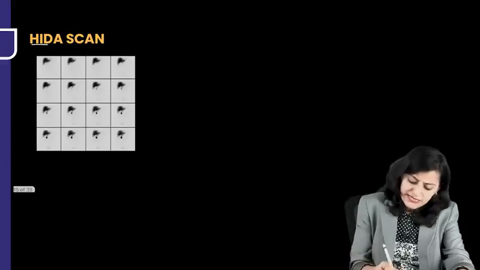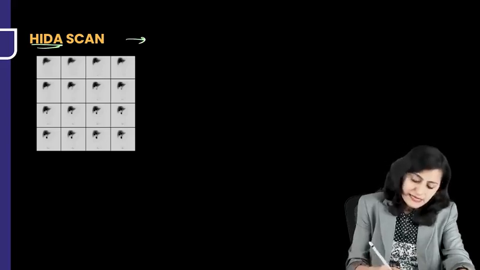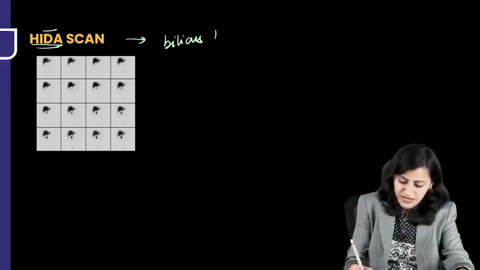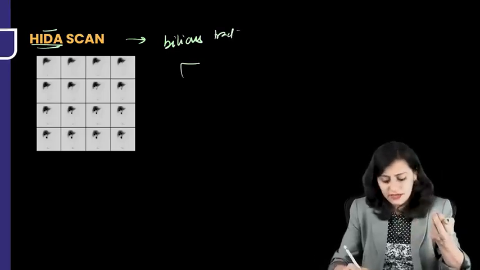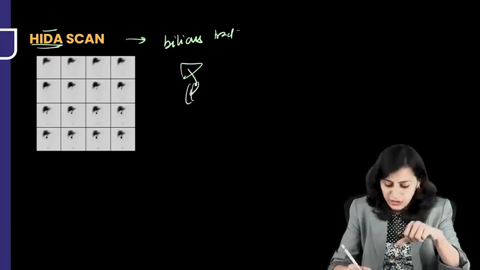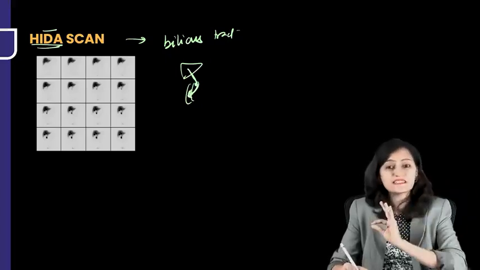Now coming to HIDA scan. What is this HIDA scan used for? HIDA is hepatic iminodiacetic acid, which is used for the biliary tract. So what happens? It is taken up by the liver. From the liver, it goes to the bile duct, and from the bile duct, it goes to the bowel. So, if the HIDA is coming into the bowel, we know that the biliary tract is patent.